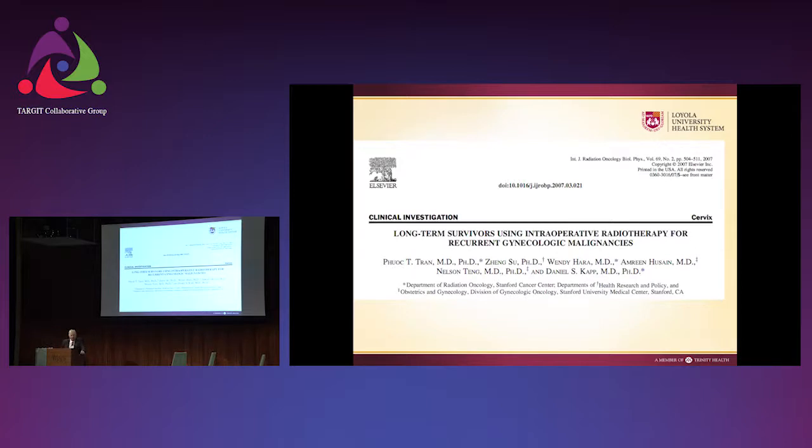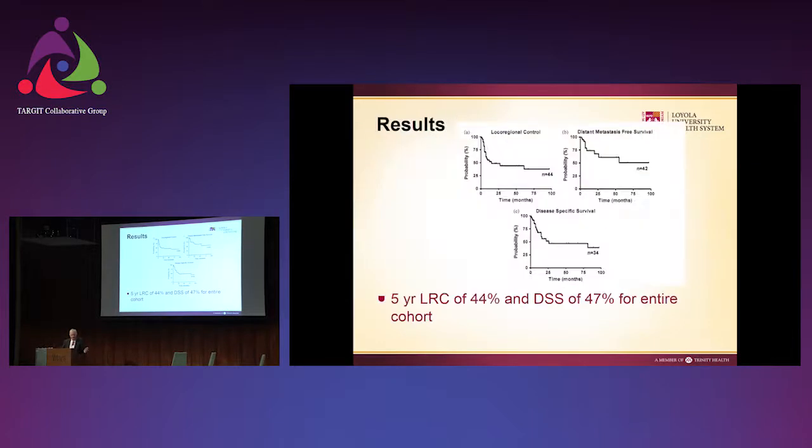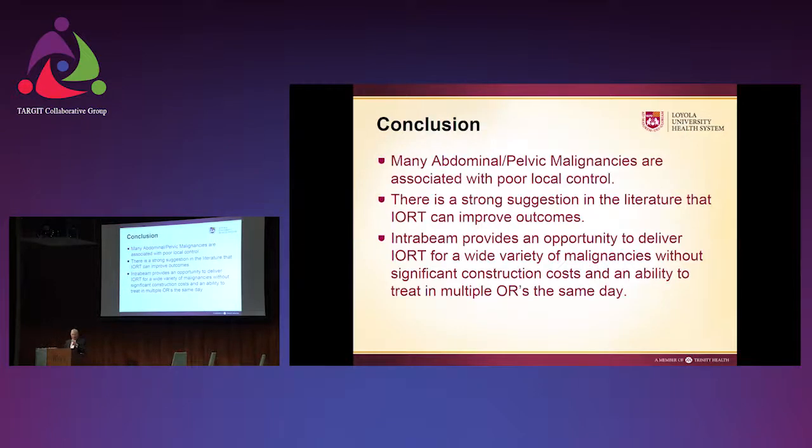And this is long-term data from the group at Stanford looking at using intraoperative radiation for recurrent gynecological malignancies. Again, suggesting that a local control rate of 44% is not bad for recurrent bad disease in the pelvis with gynecological malignancies. So to conclude that half of my talk, many abdominal pelvic malignancies are associated with poor control. We know that. So I think there's a role for this in the locally advanced setting.